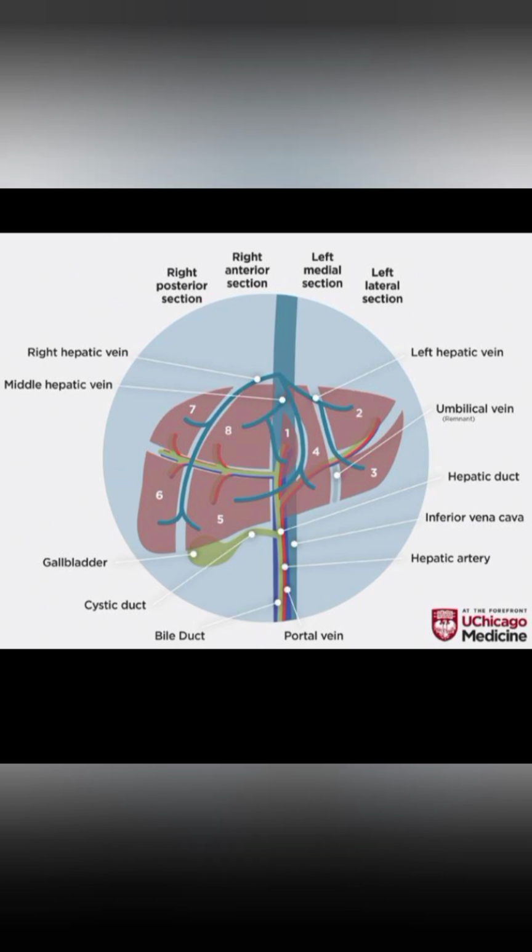So this is how we divide the liver based on the 3 classifications. Anatomical classification, in which there are 4 lobes: right, left, caudate, and quadrate. On the basis of segmental division, there are 8 segments, and on the basis of function, on the basis of blood supply, there are 2 hemilivers, that is the right and the left hemiliver.